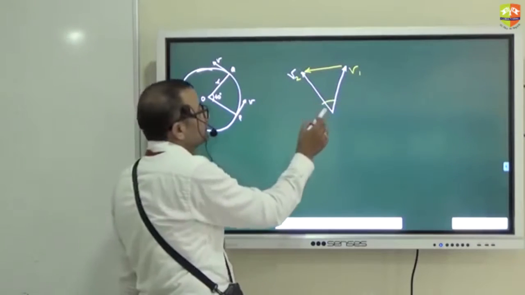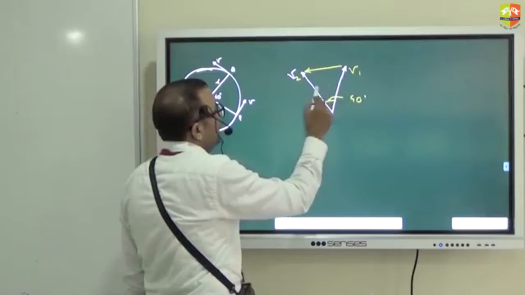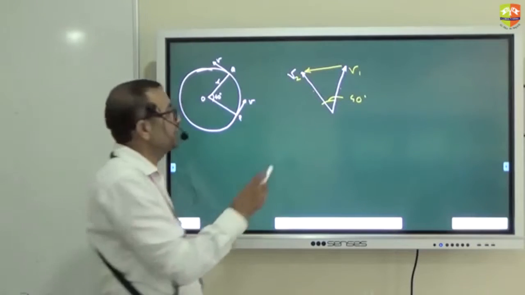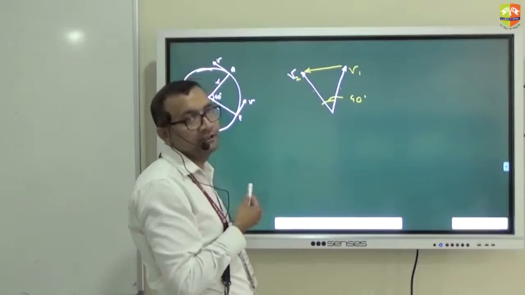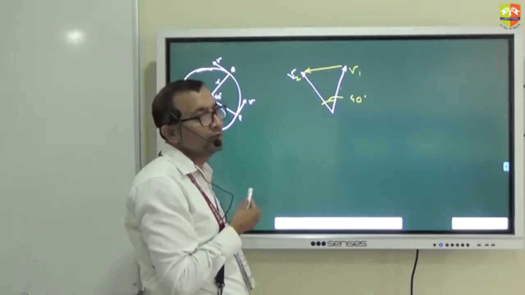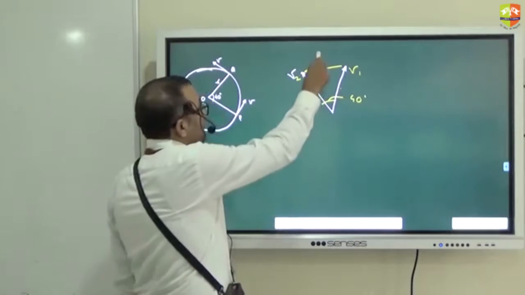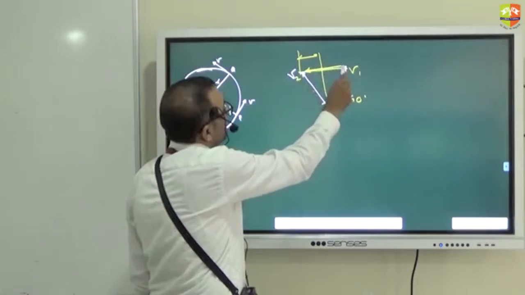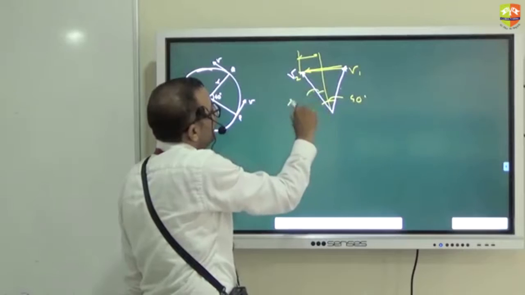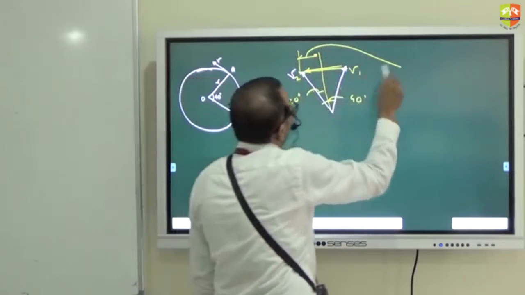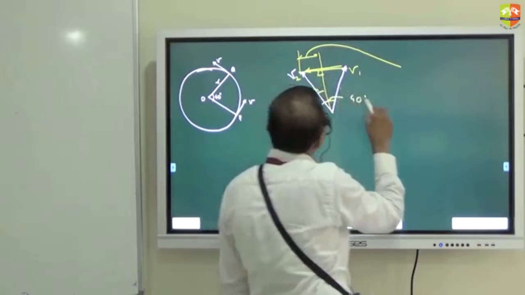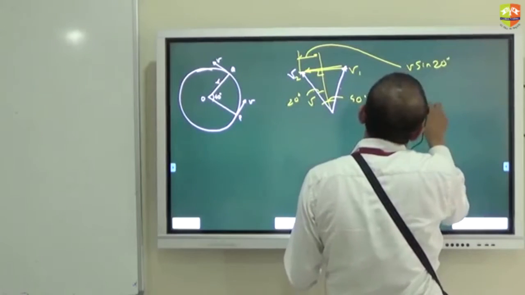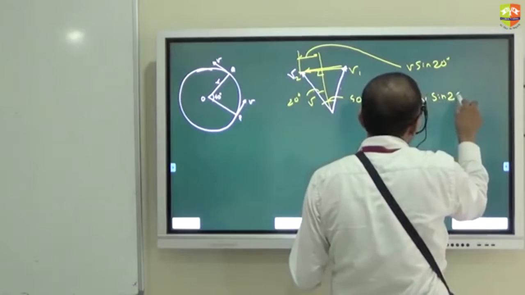This angle is what? 40. Is this an isosceles triangle? Okay? Stop talking. Pay attention. This is an isosceles triangle, so drop a perpendicular from here. This length is half of the complete length. This is 20 degrees. Hypotenuse is V, this is 90 degrees, so this length will be V sine 20. Total length will be 2V sine 20. So this is the answer.